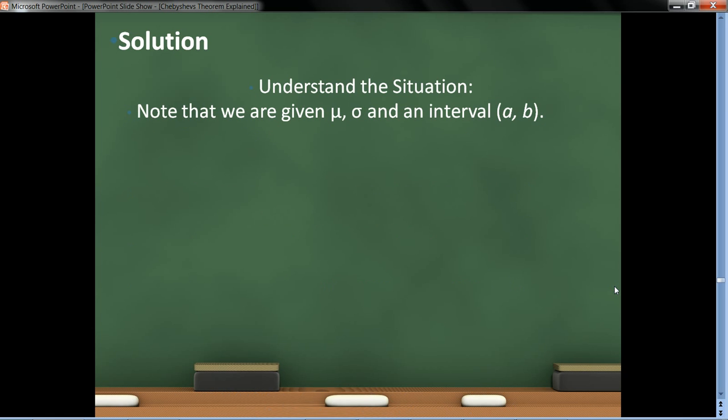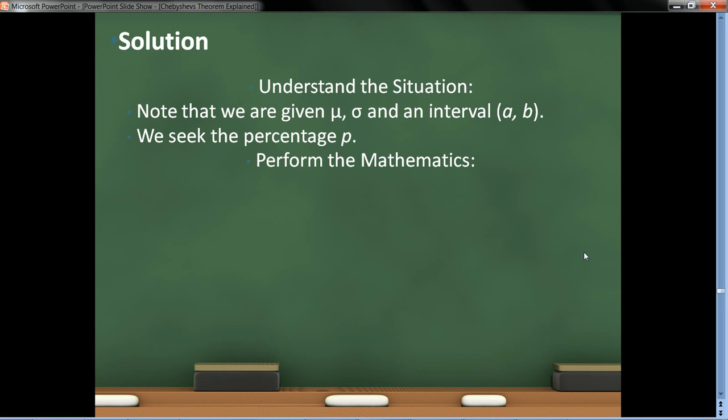First, note that we are given the population mean, mu, population standard deviation, sigma, and an interval of values, A and B. In particular, B is $9.51, and we want to find the percentage, P. So we're given 4 values and we want to find P. Let's get at it here.